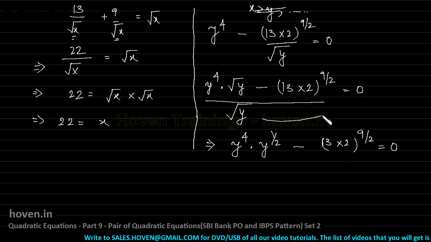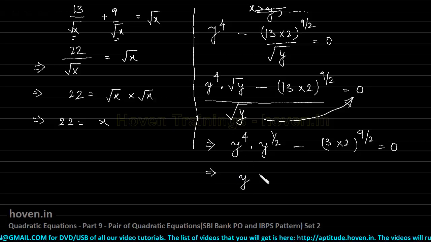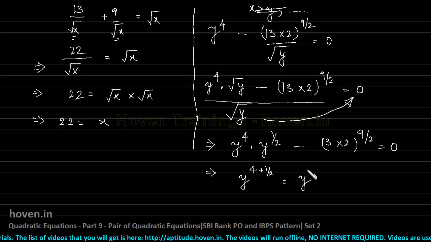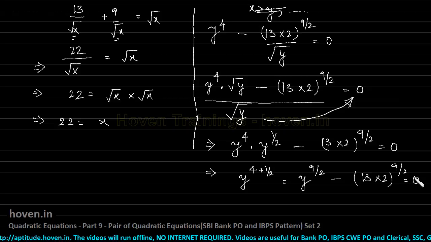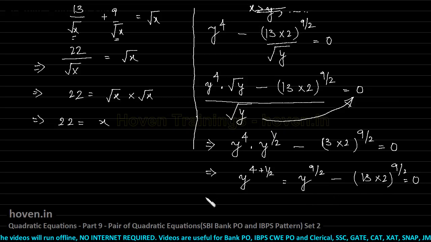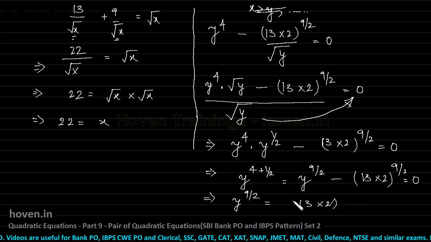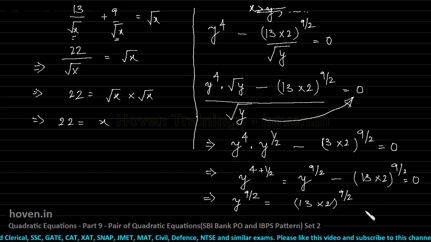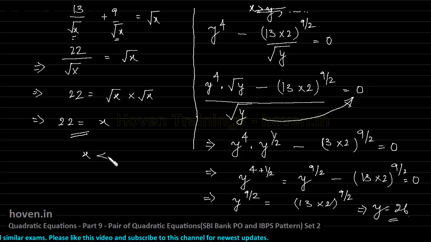I have removed this square root of y because I can take it to the other side, and this can be removed, which implies y raised to the power, this is what, 4 plus half, which is equal to y raised to the power 9 by 2 minus 13 into 2 raised to the power 9 by 2 equal to 0. So now I can take this minus to the other side, which implies y raised to the power 9 by 2 is equal to 13 into 2 raised to the power 9 by 2. The powers are equal, so y and 13 into 2 should be equal, which implies y is equal to 26. So we can see that x is 22 and y is 26. Therefore, x less than y should be the answer.